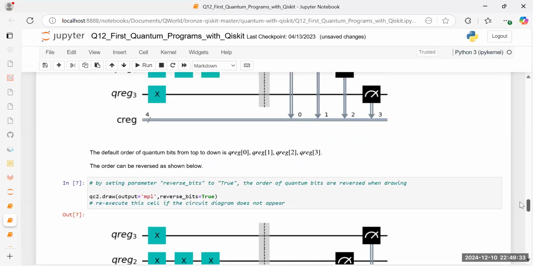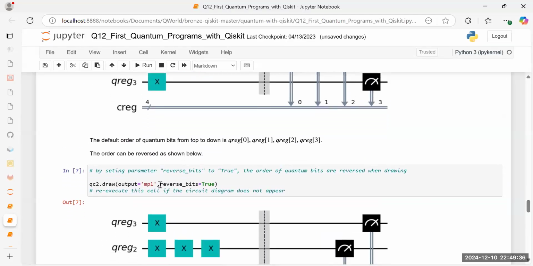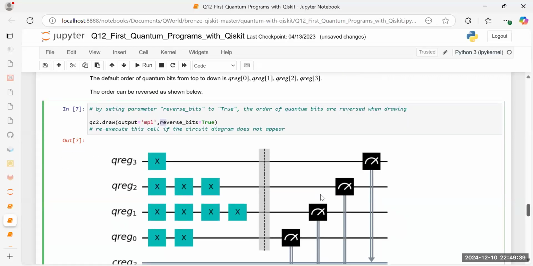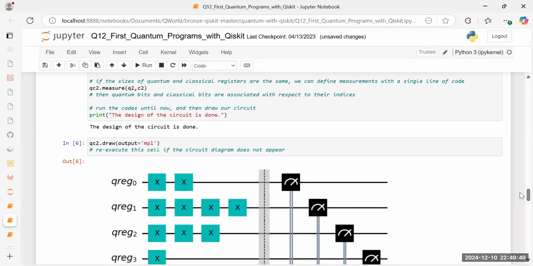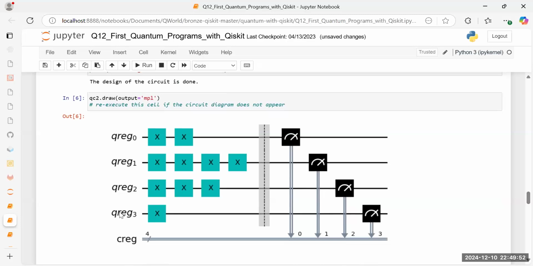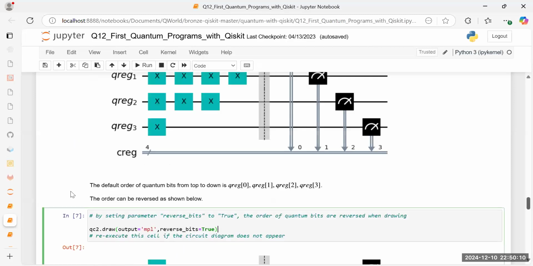So if you're not getting results like you see here, if your circuit doesn't look how mine does here, that's because I'm setting reverse bits to true. If you don't do that, it's going to be organized in the version where we have 1, 1, 0, 0 instead. So you have to read it from the bottom to the top in that case, if you don't set reverse bits to true.